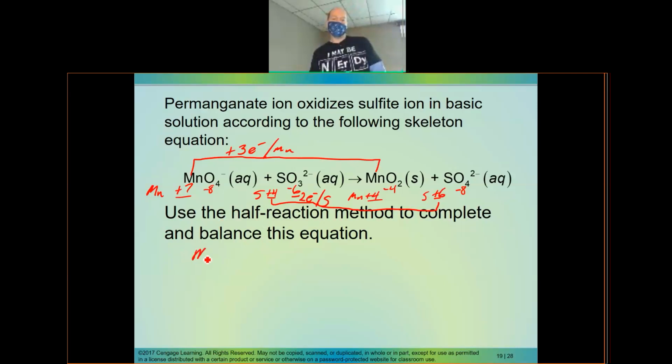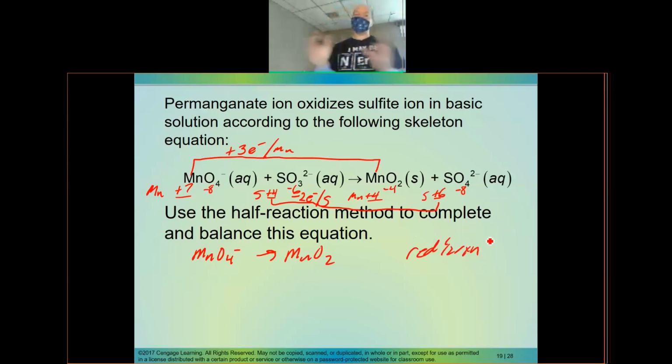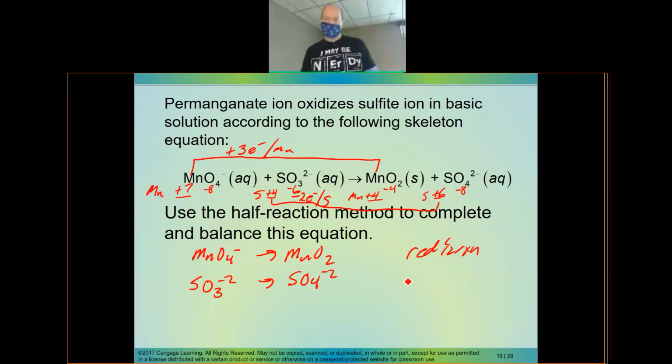So you have your MnO4 minus, that goes to MnO2. That is your reduction half reaction, because you're going from a +7 oxidation down to a +4. Your SO3 minus 2 goes to SO4 minus 2. That is your oxidation half reaction, going from a sulfur that's +4 to a sulfur that's +6. So that is your oxidation half reaction.